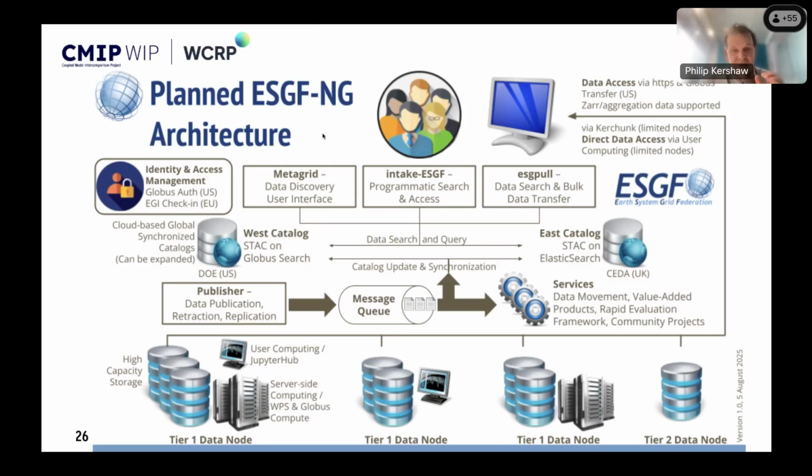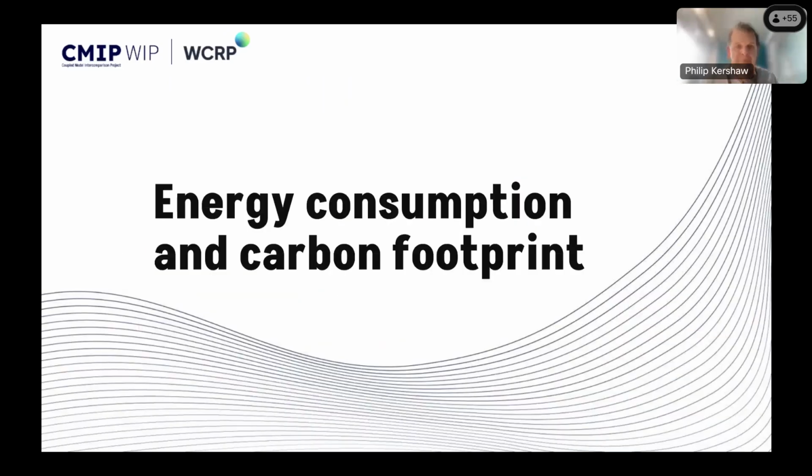So sitting on top of that, above the catalogs, we've got the various services which interact with the catalogs and allow you to search and discover data. So we've got Metagrid, which is the replacement to COG, which I mentioned, Intake ESGF for command line access with Python, and then ESG pool for doing bulk data transfer and copying. Okay, so next slide. I think that's it.